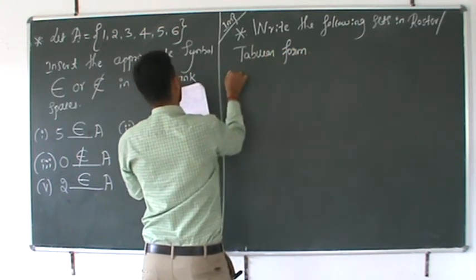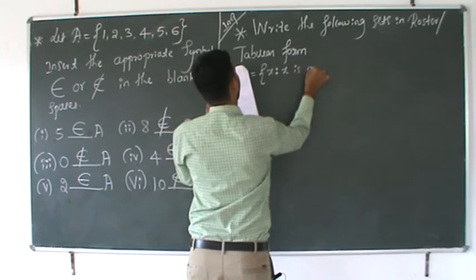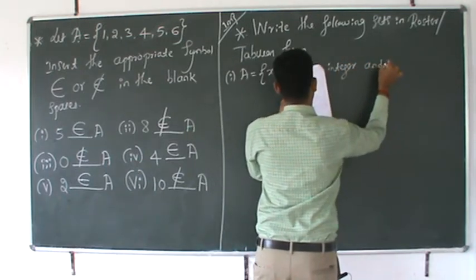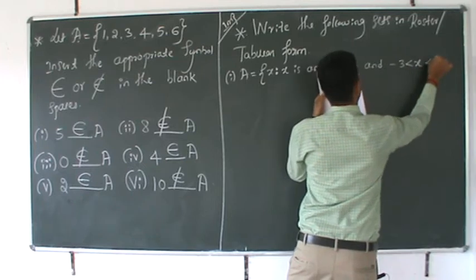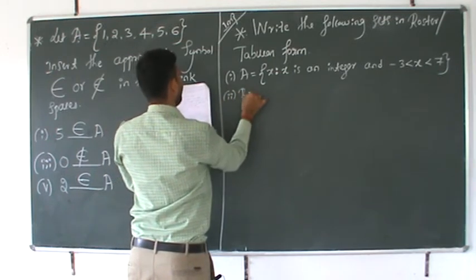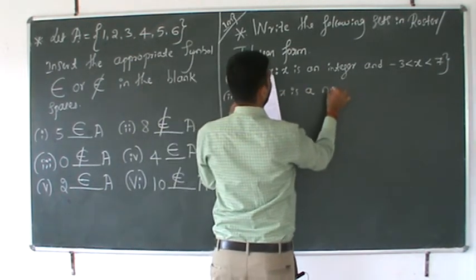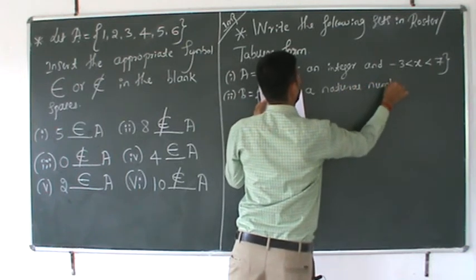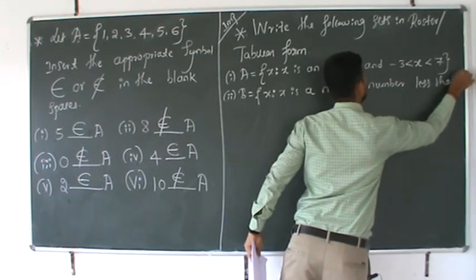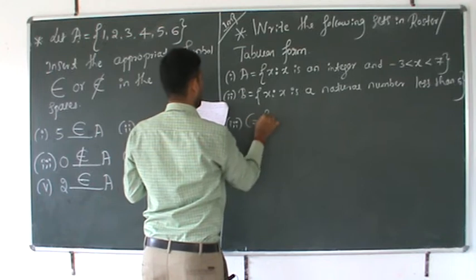First one, A equals x such that x is an integer and minus 3 less than x less than 7. After that, second one, B is equal to x such that x is a natural number less than 6.